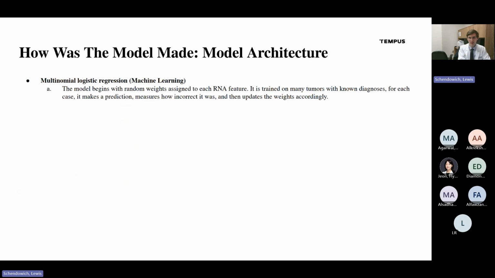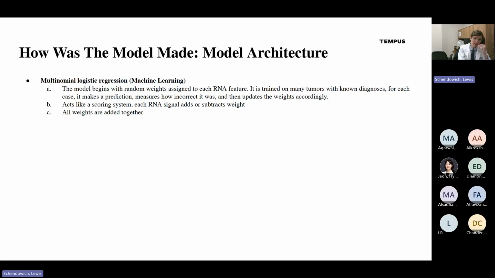The model begins with random weights assigned to each RNA feature. It is trained on many tumors with known diagnosis for each case, and it makes a prediction. It measures how incorrect it was, and then it updates the weights accordingly based on those RNA features. It acts like a scoring system. Each RNA signal adds or subtracts weight. All the weights are then added together to give a final score, which is then converted into a probability. The highest probability is the predicted cancer.